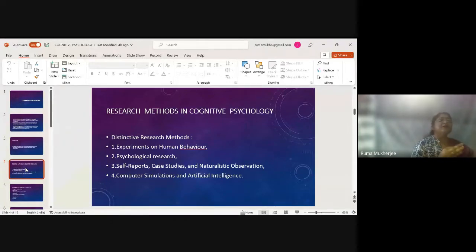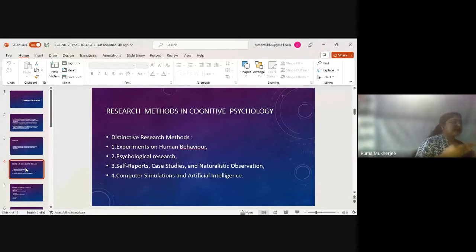Now number three is the self-report or the case studies, where the subject will self-report. That means the individual's own account of cognitive processes, or with the help of case studies. What are case studies? It is an in-depth study of any individual.